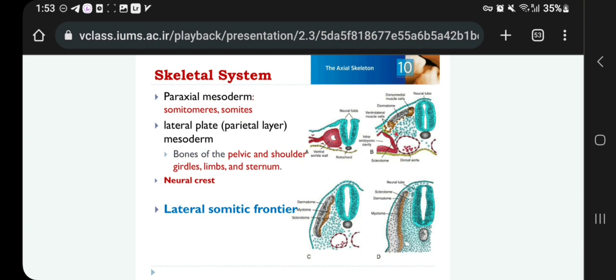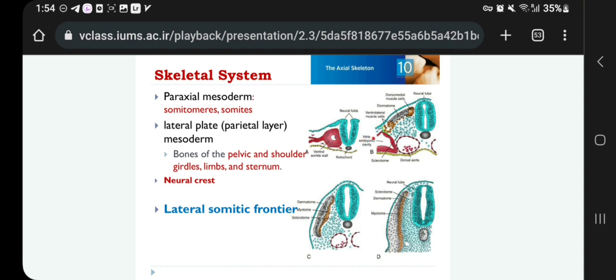Some of the cells of the sclerotome stay here and then start growing and go to the lateral plate mesoderm and make the ribs, the bone part of the rib. And some part of the sclerotome migrates to the lateral plate mesoderm and makes the costal cartilage.